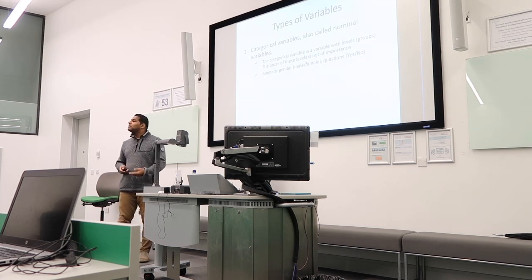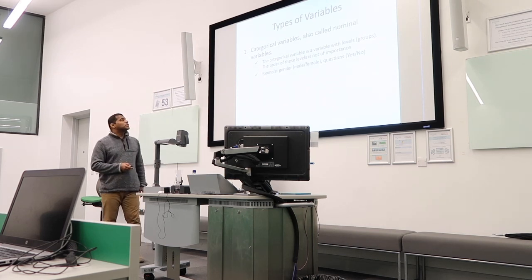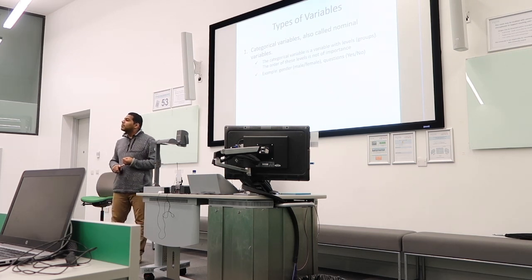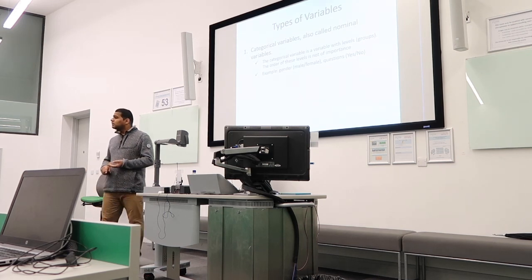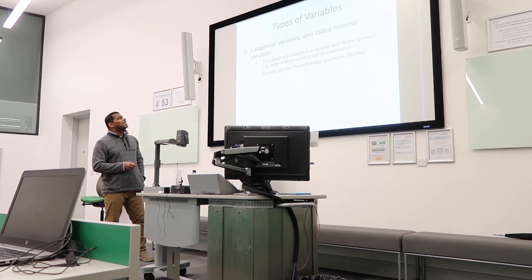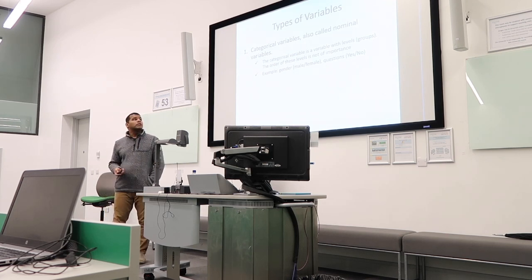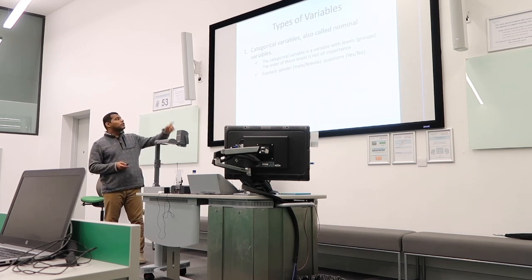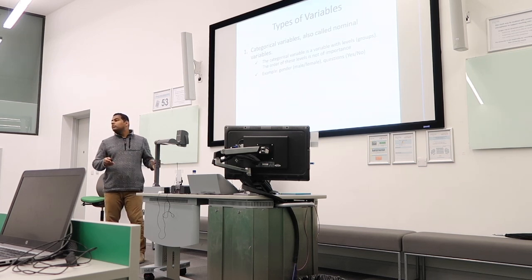We have 4 types of variables. These variables we call categorical variables, also called nominal. We have ordinal variables. Also we have interval. And the last one we call ratio variable. So what do you mean by categorical or nominal variables? These categories are a variable with levels. When we say levels, I mean groups.